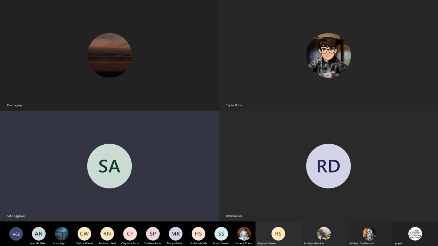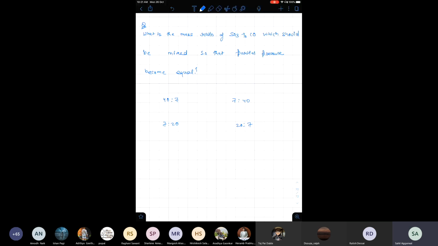What is the mass ratio of SO3 to CO, which should be mixed so that partial pressures become equal?